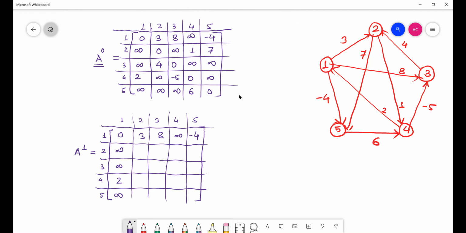Also, all the diagonal will be 0, because starting from the same node and reaching the same node is 0 always. So this will also be 0. Yes. 1 to 1 will be 0, 2 to 2 will be 0, 3 to 3 will be 0, 4 to 4 will be 0, and 5 to 5 will be 0.